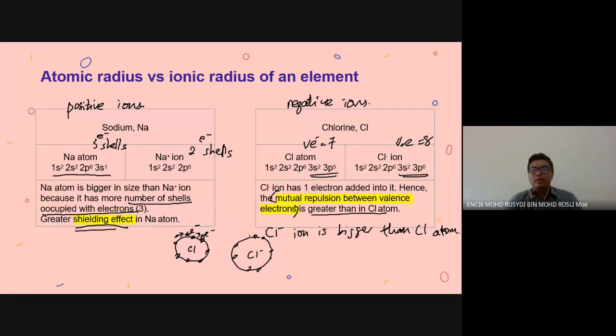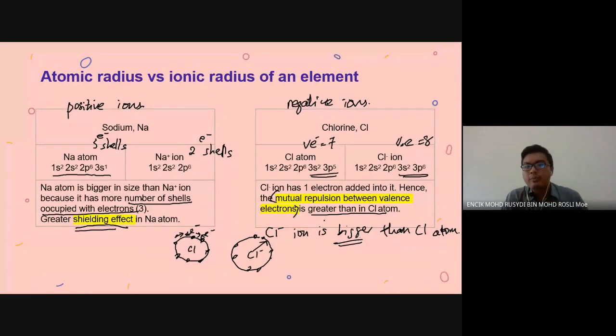Okay. So yang ini cuma ada 7 je. So 7 orang saling menolak antara satu sama lain. Jadi dia just kembang agak sikit sahaja. Tapi bila kita tambah lagi seorang, so it needs more space. Dia perlukan ruang yang lebih besar antara satu sama lain. So the electron will repel greater. Dia lebih the mutual repulsion lah. So dia akan repel greater in chlorine ion. So in chloride ion, Cl negative ion, dia akan tolak lebih. That's why the size is bigger.